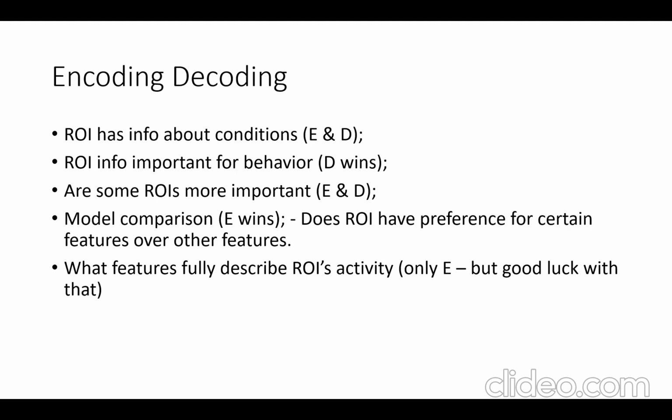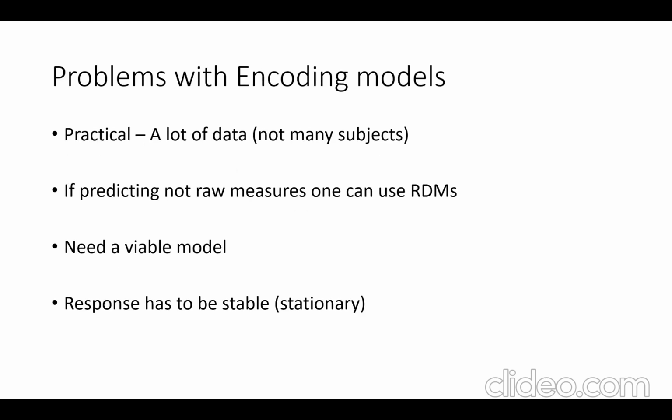Kendrick Kay says that you can also try to have features that fully describe an ROI's activity. You can only do that with the encoding model. But I guess it is quite difficult, even with an encoding model in a specific sensory area. So some of the problems with encoding models, I think we've mostly covered them. You need a lot of data, so you often have a lot of data from very few subjects. So if you want to do individual differences, that can be difficult.